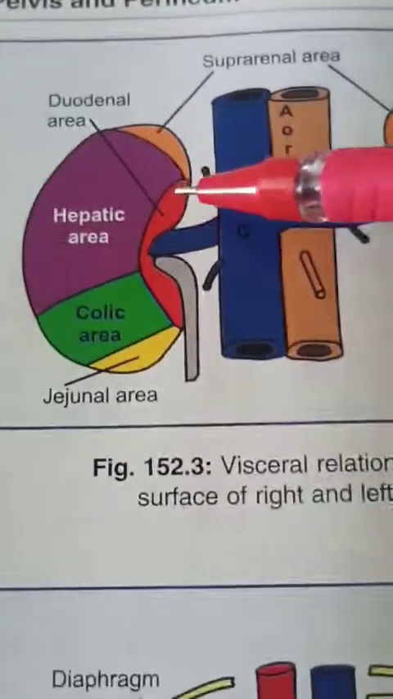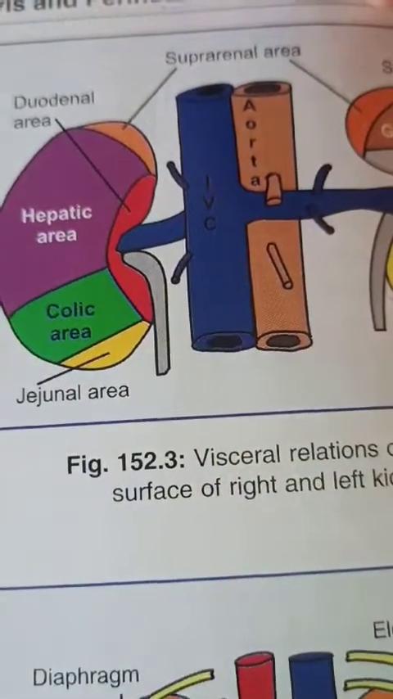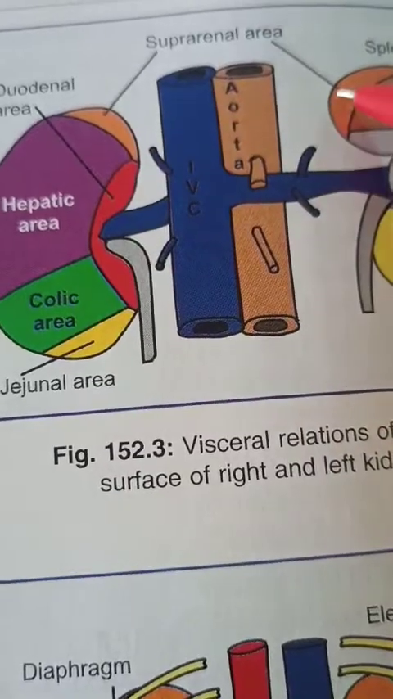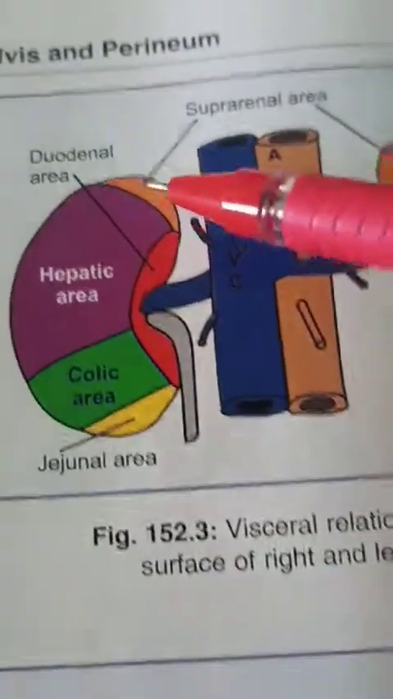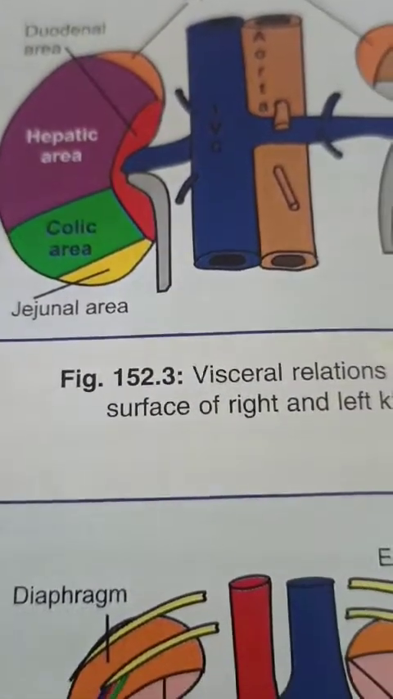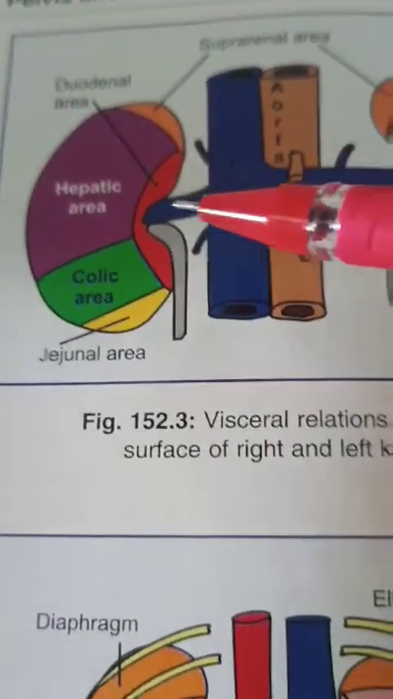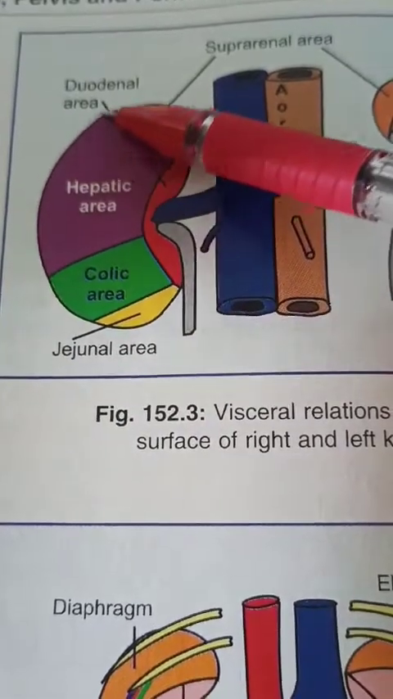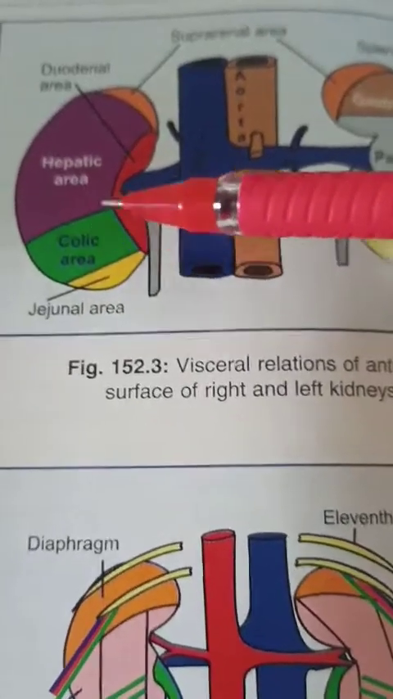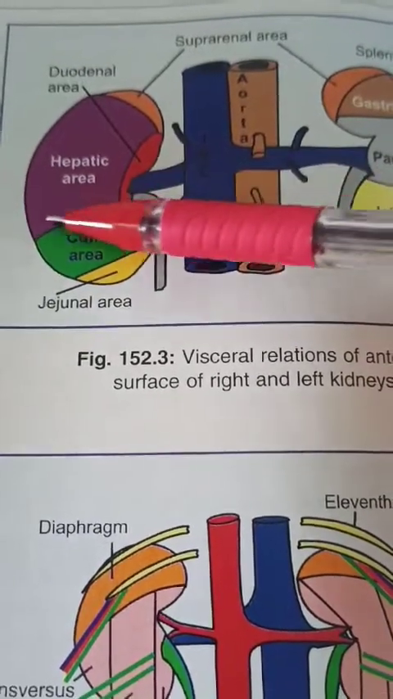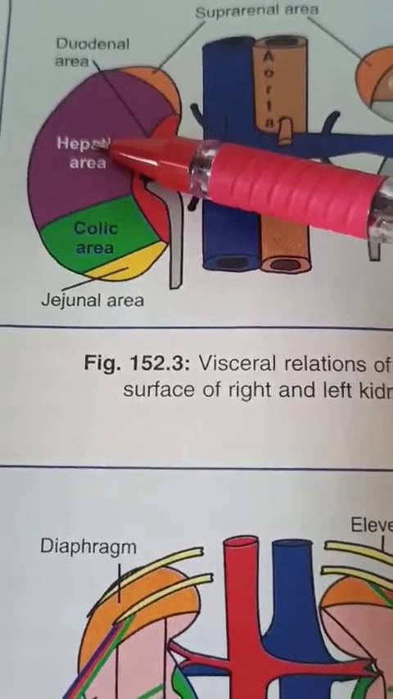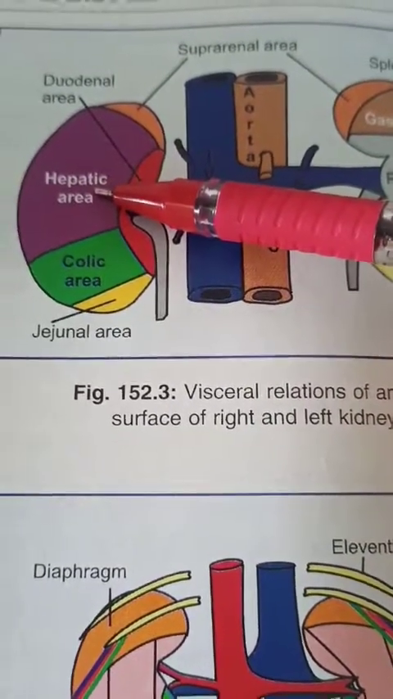First we can see the anterior relations of the right kidney. Here we can see both the kidneys. The upper pole is related to the suprarenal gland. Then below the suprarenal gland, the entire portion, a large area, is related to our liver. On the right side of the upper part of the abdomen we can see the liver. This area is known as the hepatic area.